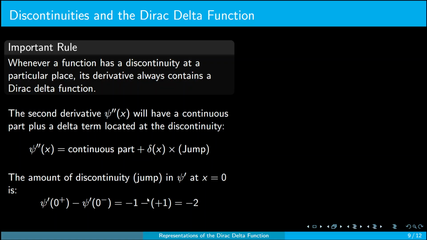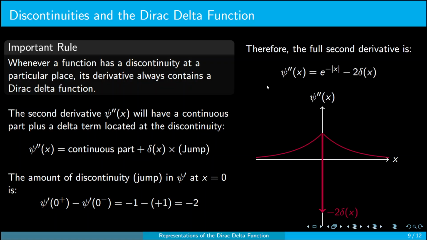which we already mentioned. So therefore, the full second derivative is psi double dash x equals e raised to power minus mod x minus 2 delta x. So here is the representation of the delta function. This double derivative of psi, oh sorry, I was continuously saying sigma, it is psi. So double derivative of psi x.